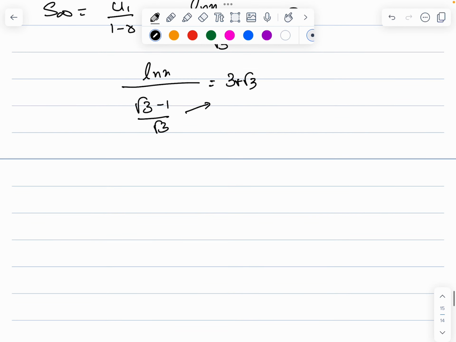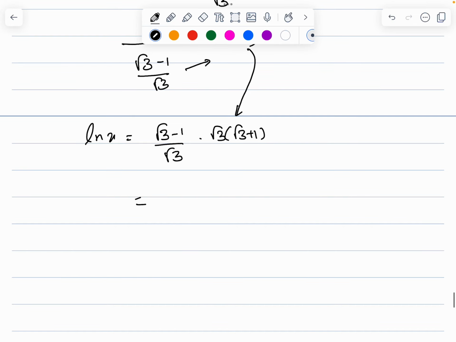So ln x equals 3 plus root 3 times (root 3 minus 1) by root 3. If at all I take root 3 common, root 3 plus 1. So what will happen is, easy to simplify, root 3 gets cancelled. (a plus b) times (a minus b) is a square minus b square, which is going to be 2. So ln x equals 2. So x equals e square. That's going to be the answer.